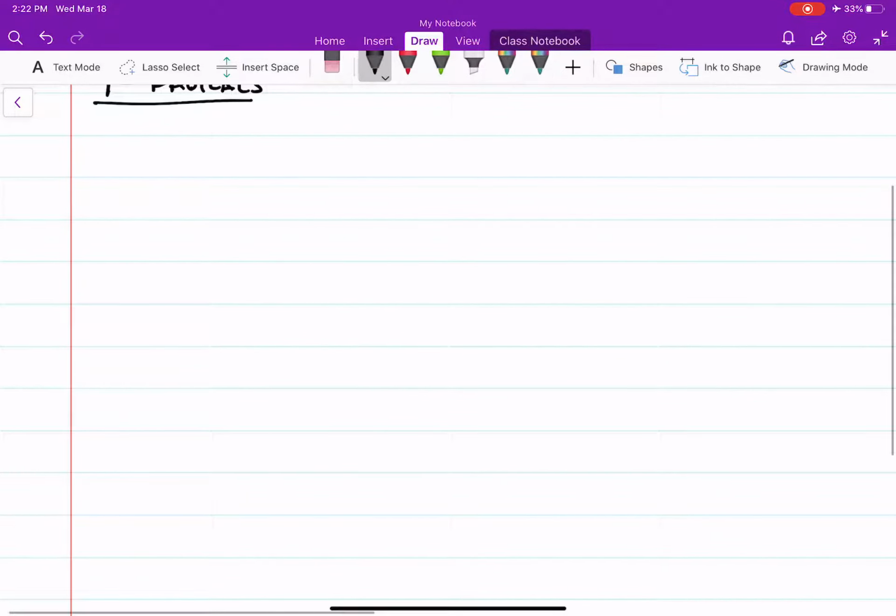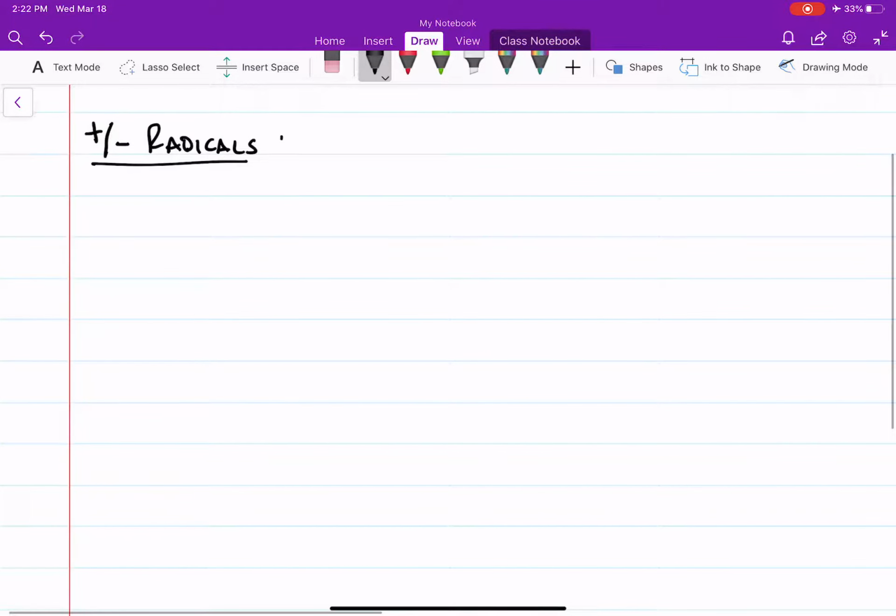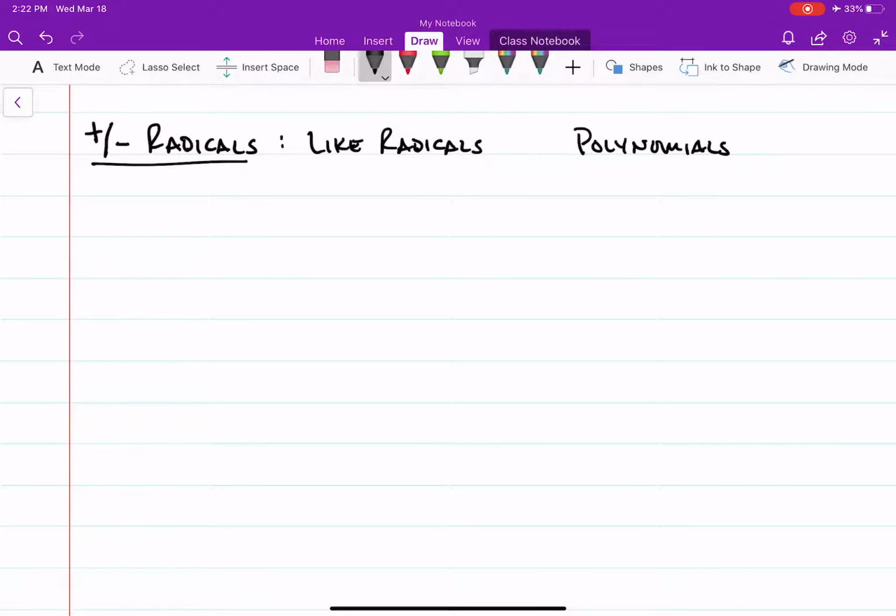So with addition and subtraction of radicals, in order for you to add or subtract, you need like radicals. It's kind of like polynomials. In order for us to add or subtract polynomials, we needed like terms, meaning the base and the powers were the same. So same idea with like radicals, we have to have the same index and the same radicand.